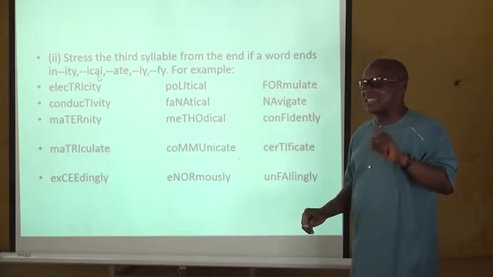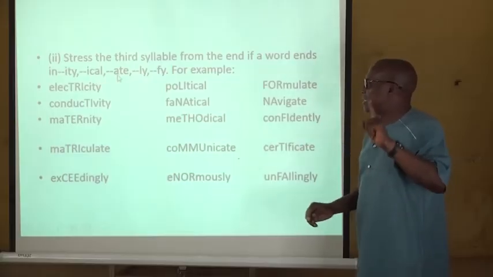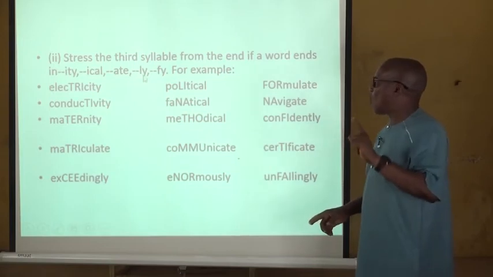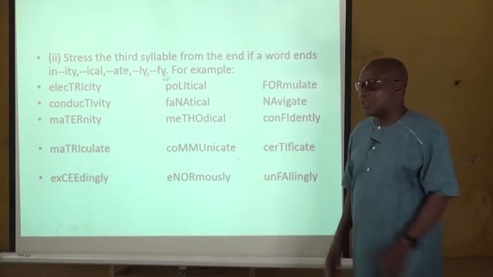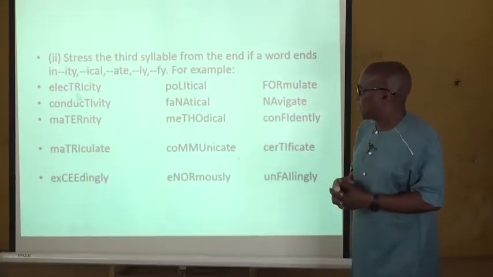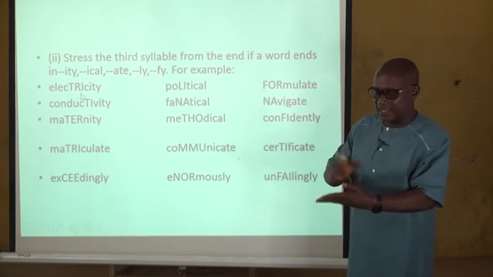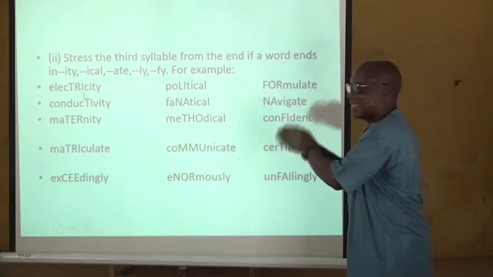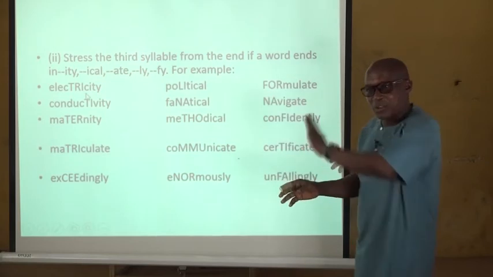If a word ends in I-T-Y, I-C-A-L, A-T-E, L-Y, and F-Y, just count 1, 2, 3 from the rear. Now, let's look at this. Electricity. You can see electricity. So the last syllables from the rear, from the back, is like 3 city. So T, C, and your own will be in 3 from the back. You just count 3 from the rear.